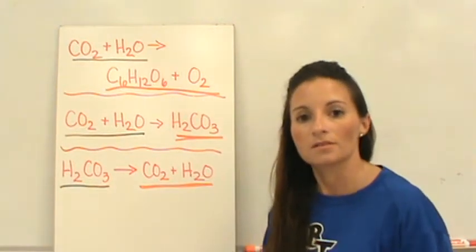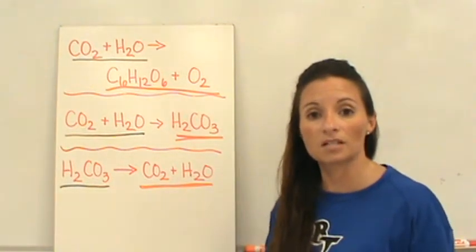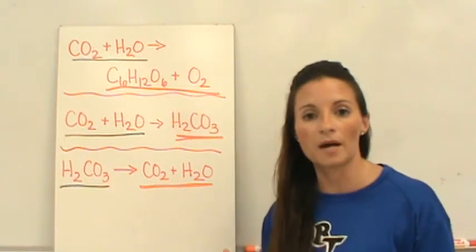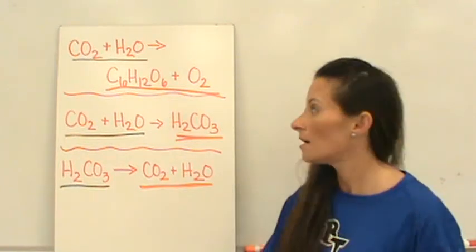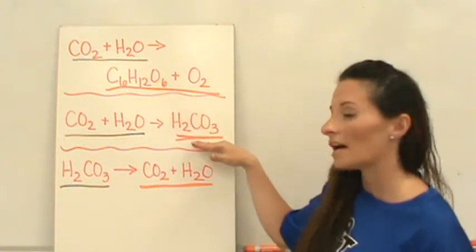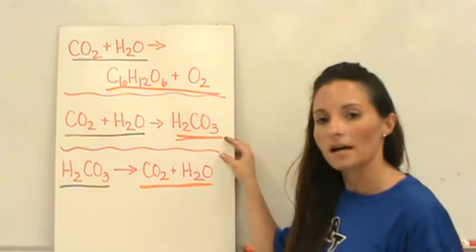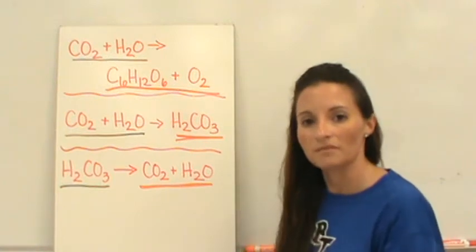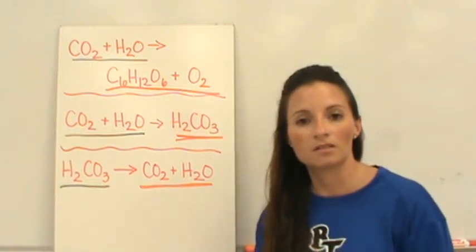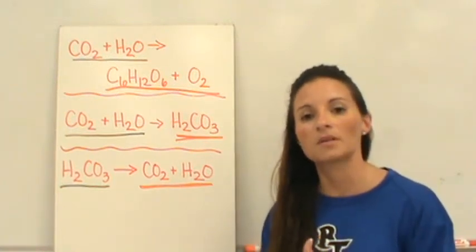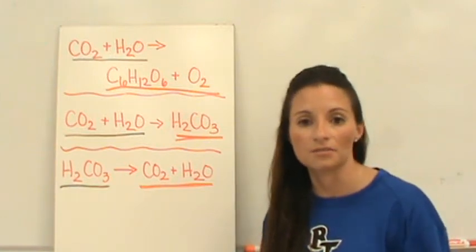The products are what we end up with. If you think about it in a store, you go to the store, you buy products, things that have been made. And so that's what we have at the end here. You will notice that my last two equations are actually opposite from each other. Some chemical equations and chemical reactions can happen in one direction and in the other direction.